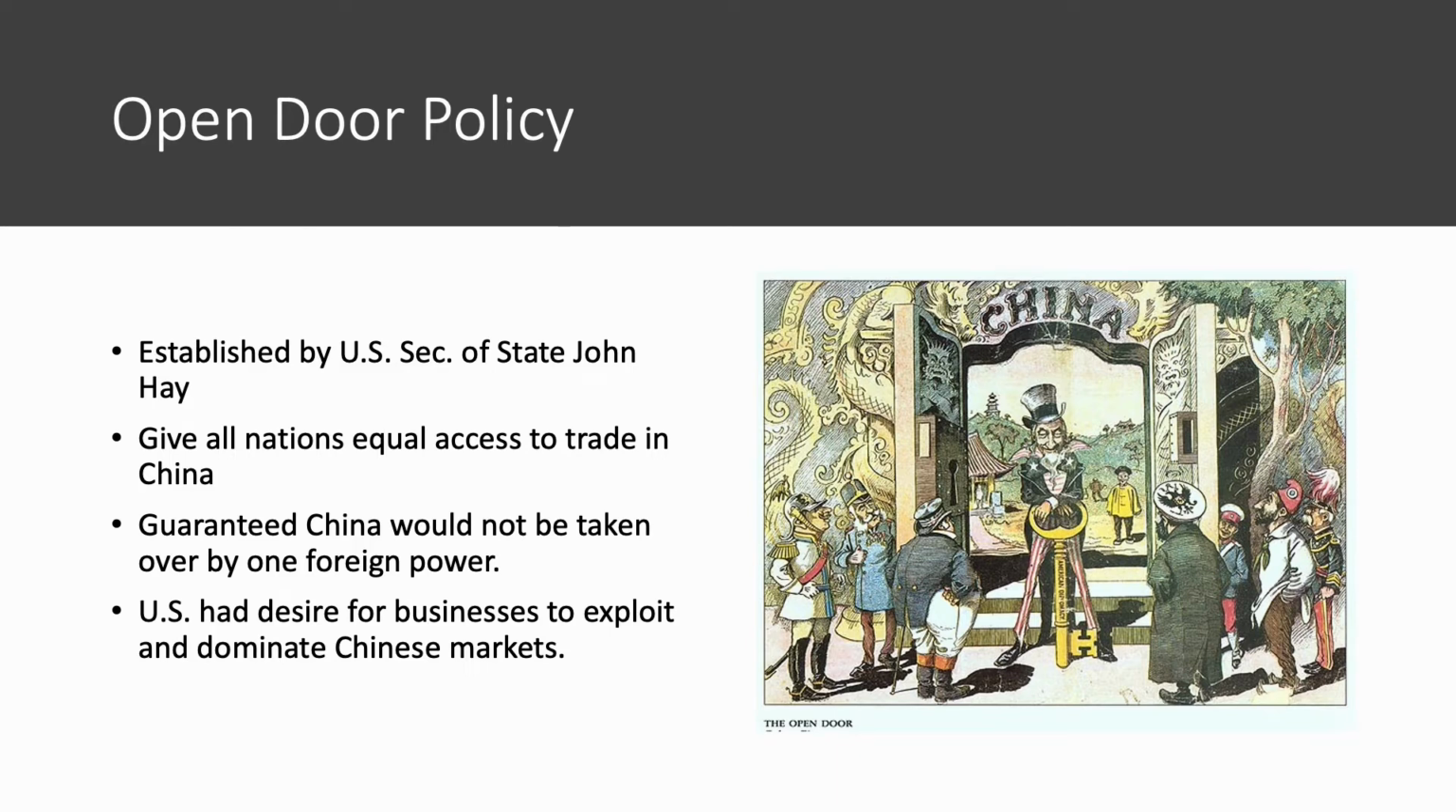And what the open door policy states is that all nations should have equal access to trade in China. So we shouldn't close off trade to any one nation. This guaranteed that China would not be taken over by only one foreign power, so one nation wouldn't have more control than another. And it also made it so that the United States could get involved with businesses in China. The United States had a desire to exploit and dominate Chinese markets and take advantage of the goods that were available within China and the natural resources.